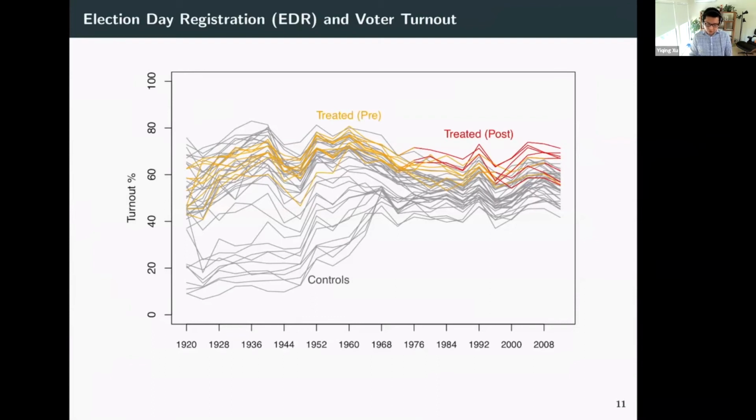The y-axis is turnout. So we have a bunch of controls that never adopted EDR, and we have 9 states that adopted EDR at different time points. Pre are in orange and post are in red. So just by looking at the data, you know DID cannot work, right? If you take a temporal average of the control and an average of the treated, of course there will be no parallel trends. That's why we need to fix them.